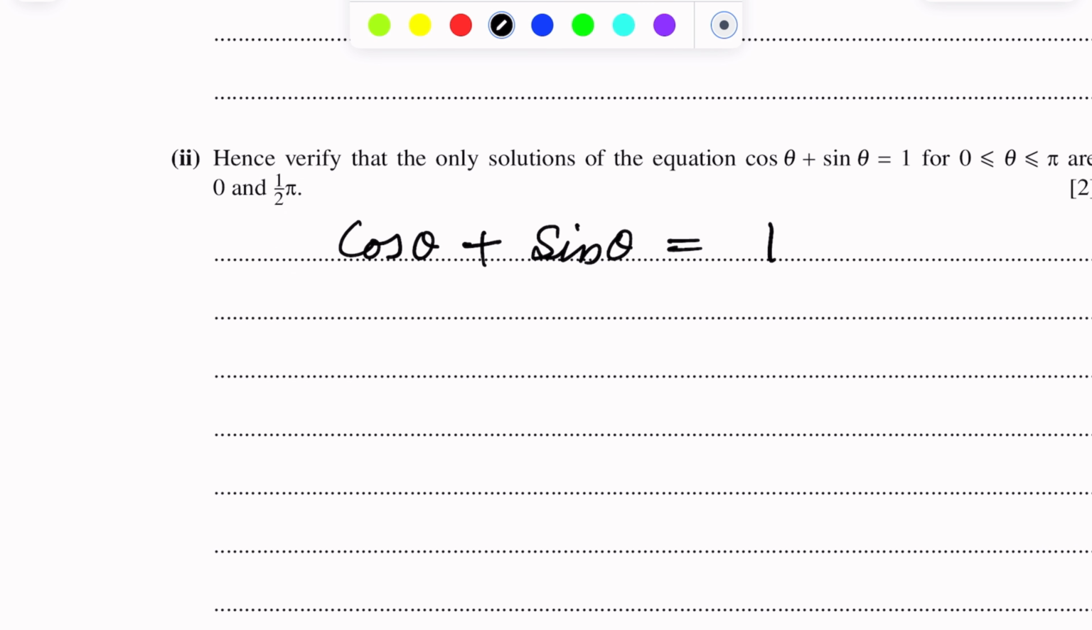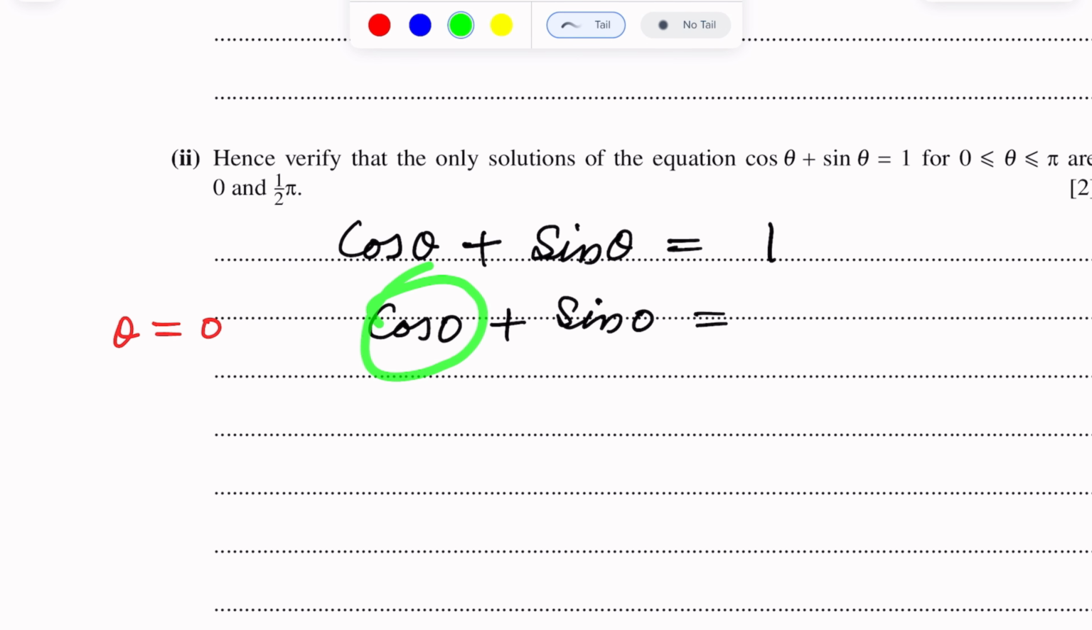First we put theta is equal to 0 in this equation. We get cos 0 plus sin 0. Cos 0 is 1, sin 0 is 0, so this becomes 1 plus 0, that is 1. So this shows that theta is equal to 0 is a solution of this equation.